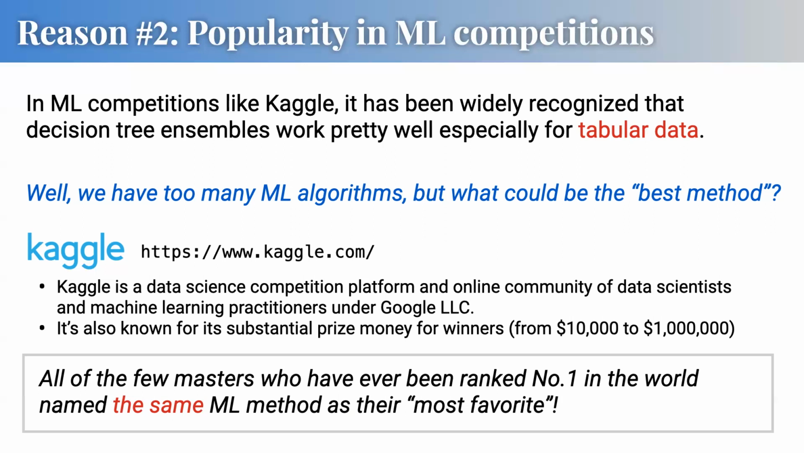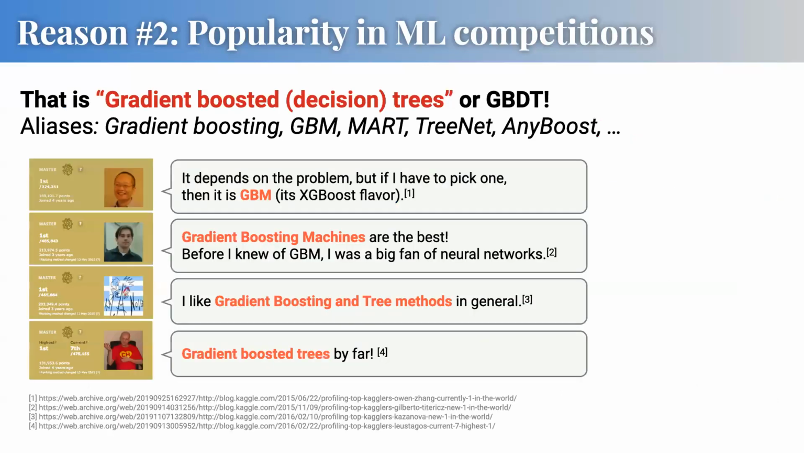And the number ones, the champions of all data science in the Kaggle community, liked the same machine learning method, and they named the same method as their favorite, and that was gradient boosted trees, or GBDT for short. We will cover this one later tomorrow. But anyway, this is one of the tree ensemble techniques, and it is a very flexible and powerful algorithm.